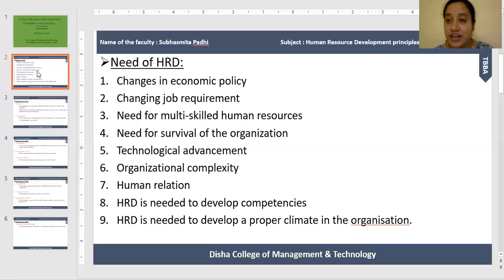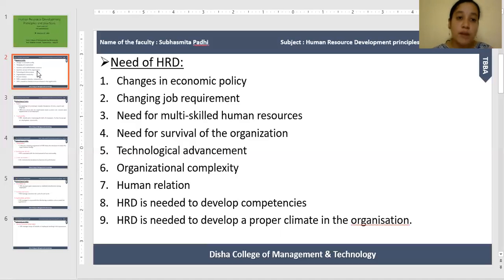The last need for HRD arises due to developing a proper climate in the organization. No doubt the organization is able to develop its human resource's skill, knowledge, abilities, but it is not utilized fully by the organization if they don't have a proper organizational climate or proper culture. If they have a proper culture, then it is possible for them to utilize the skills, knowledge, and capabilities of human resource. By utilizing these things, they can achieve their objectives.